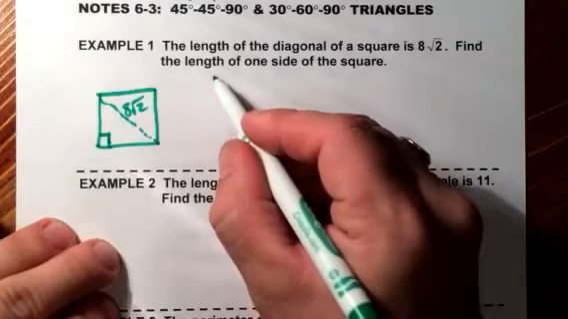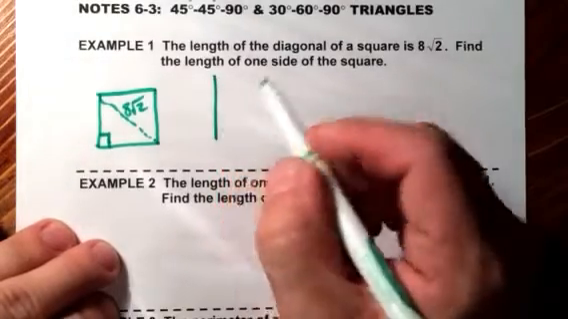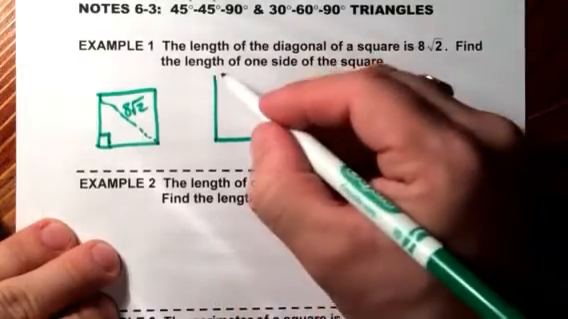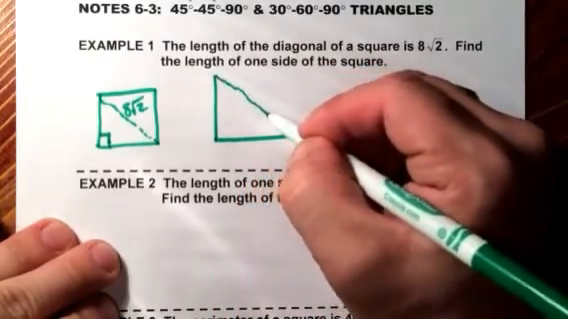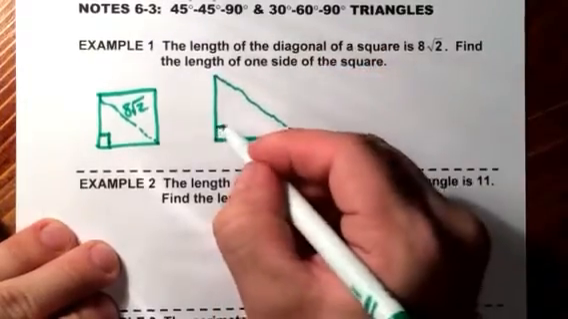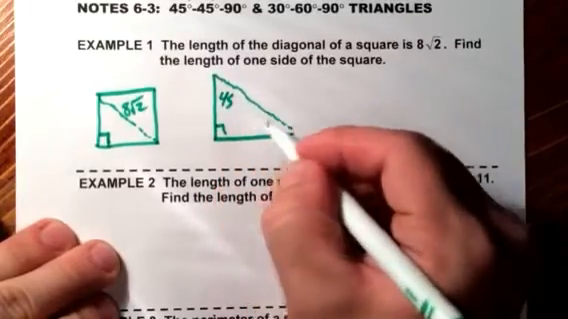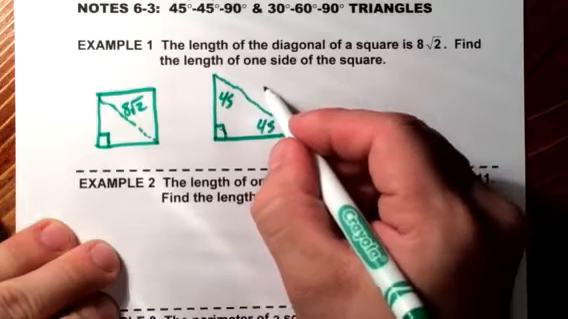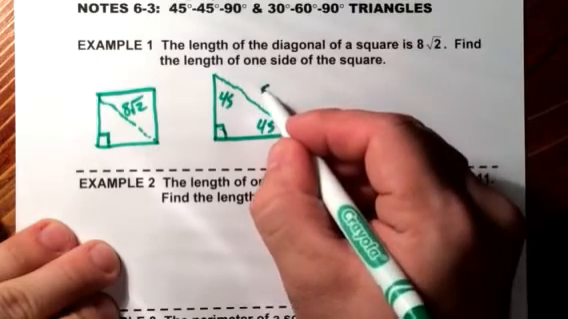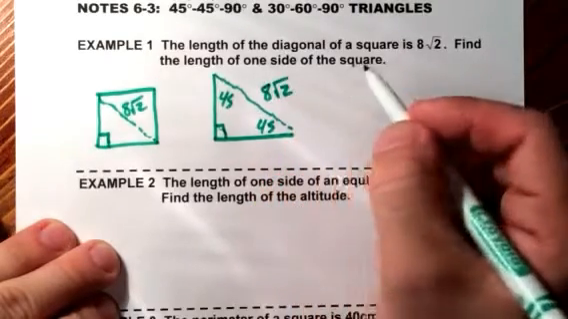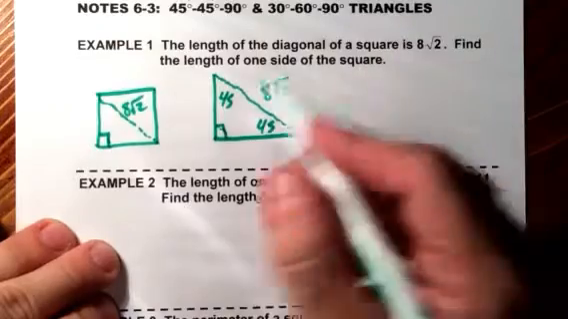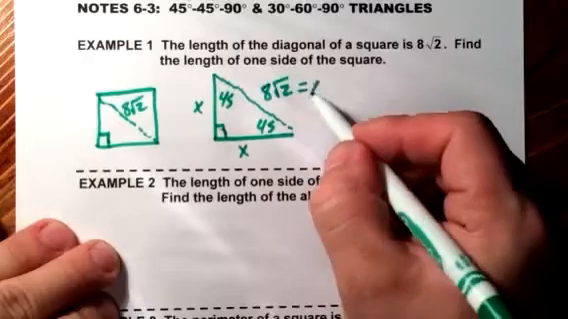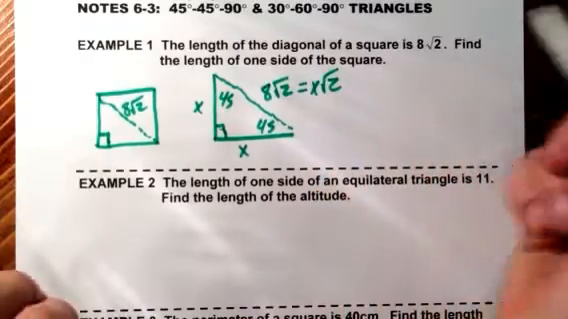Now, if you think about it, what do I know about a square? It has 90-degree angles. So as I draw my diagonal, I've really created myself a 45, 45, 90 triangle. And we know that the hypotenuse is 8 radical 2. So as I label my triangle, we know the two legs are going to be x and x, and the hypotenuse is x radical 2.